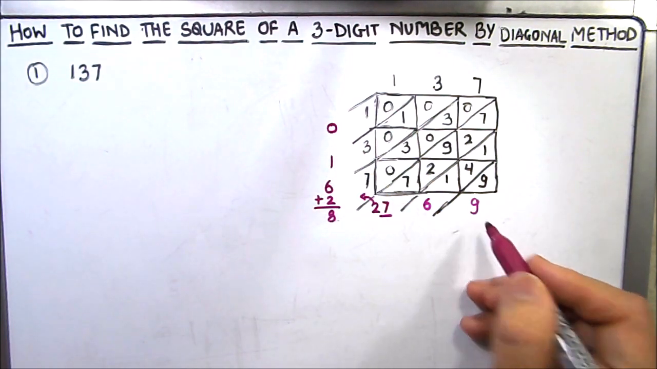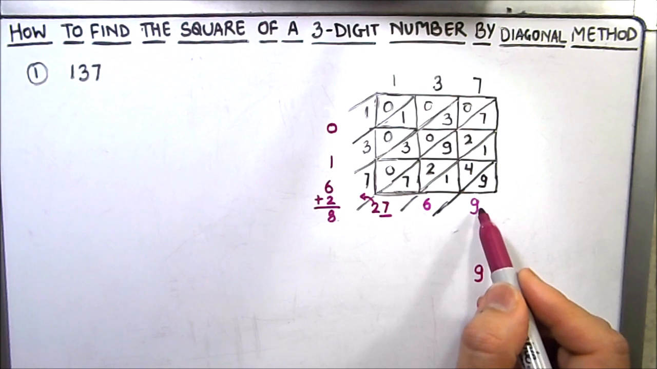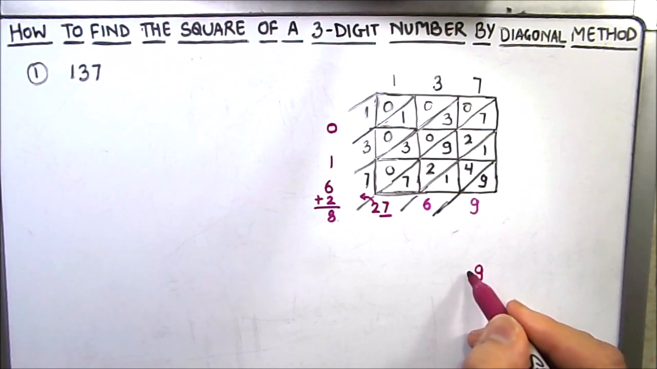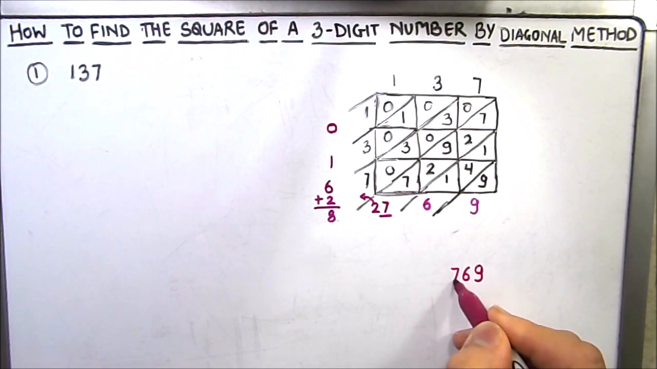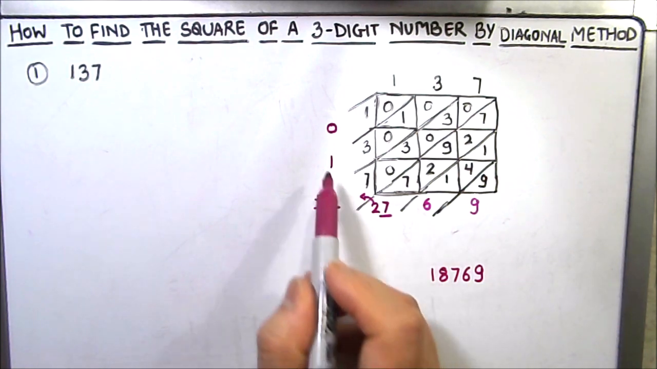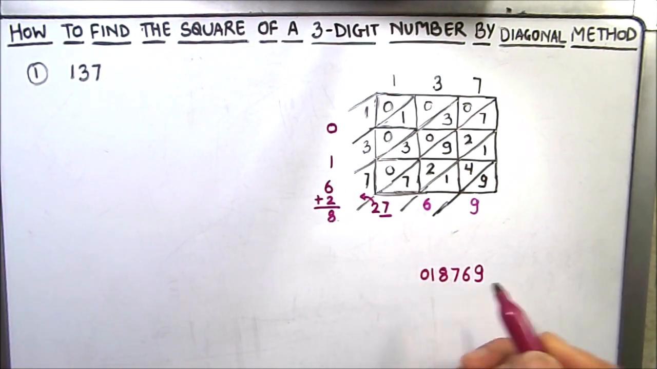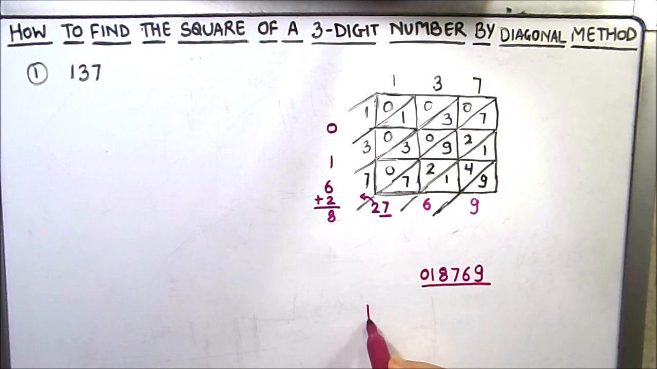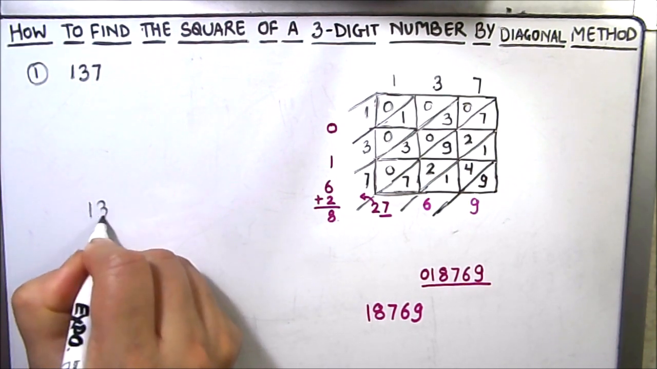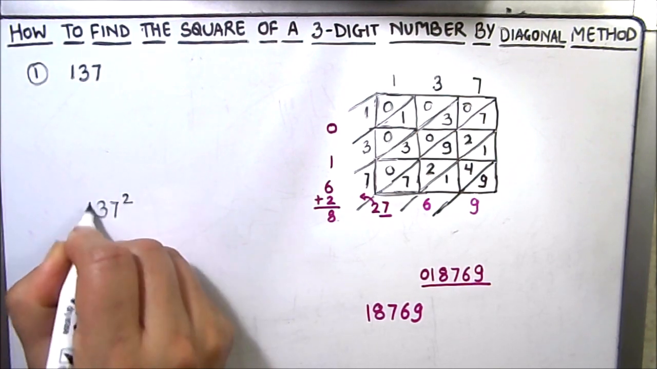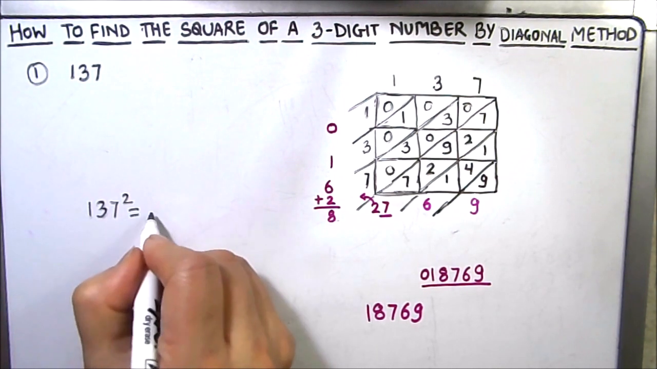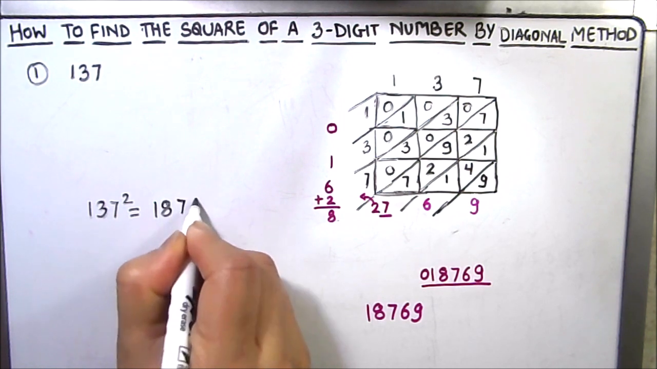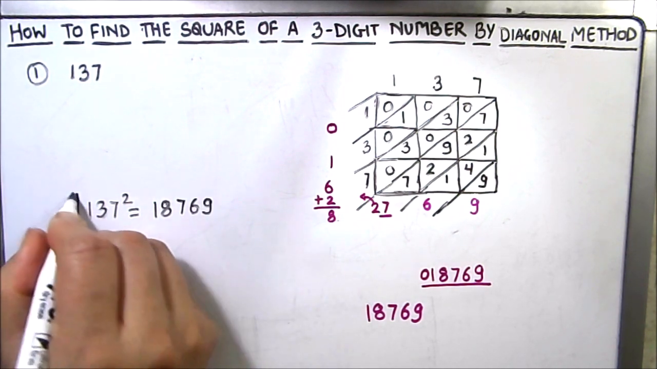So now we'll start writing the number from the lowest column, which is 9, 6, 7, 8, 1 and 0. So our number is 18,769. This is the square of 137. So we can now write 137 square is equal to 18,769. This is our final answer.